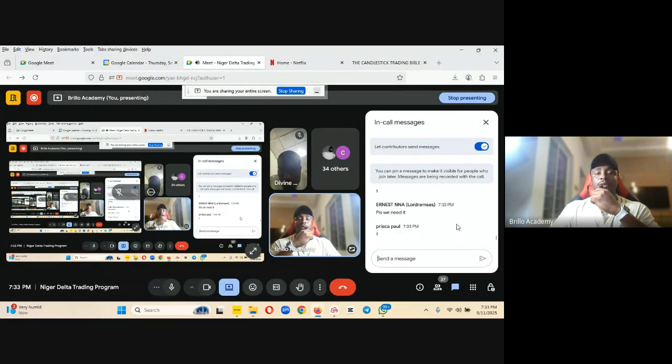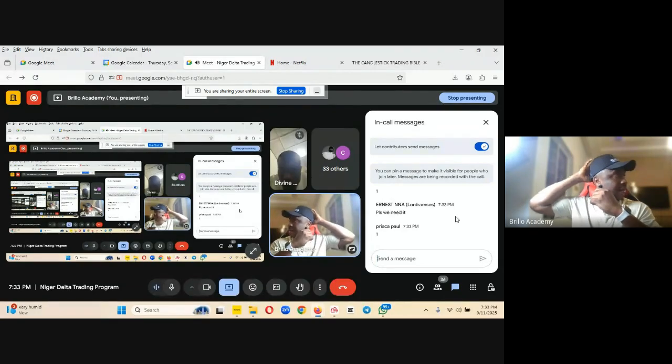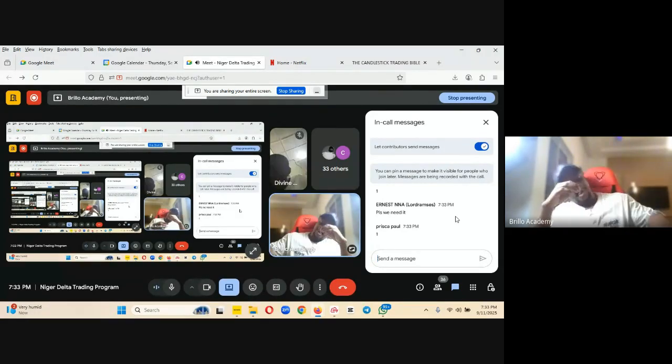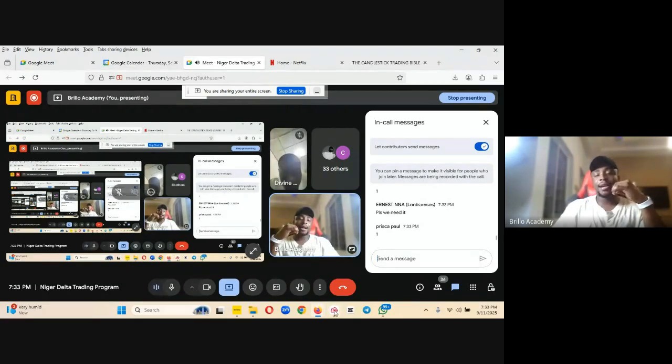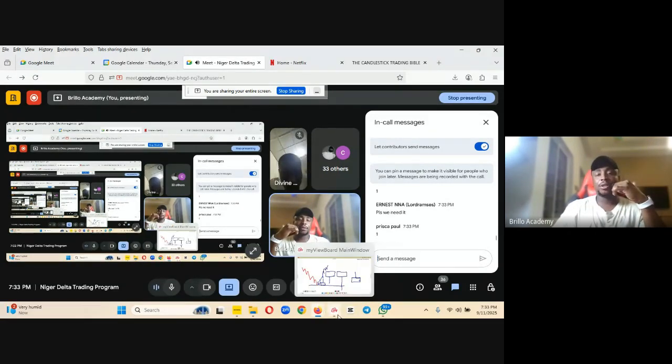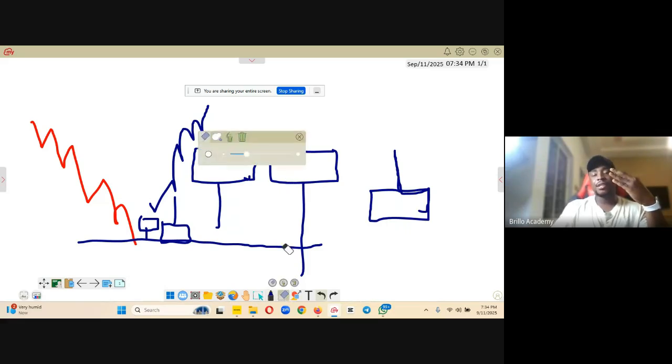Okay. Now the next ones we're going to be looking at are the shooting star and the hanging man. This is still under single candlestick patterns. So the shooting star is actually a bearish reversal pattern, which means it is a candlestick that gives you a sell signal.